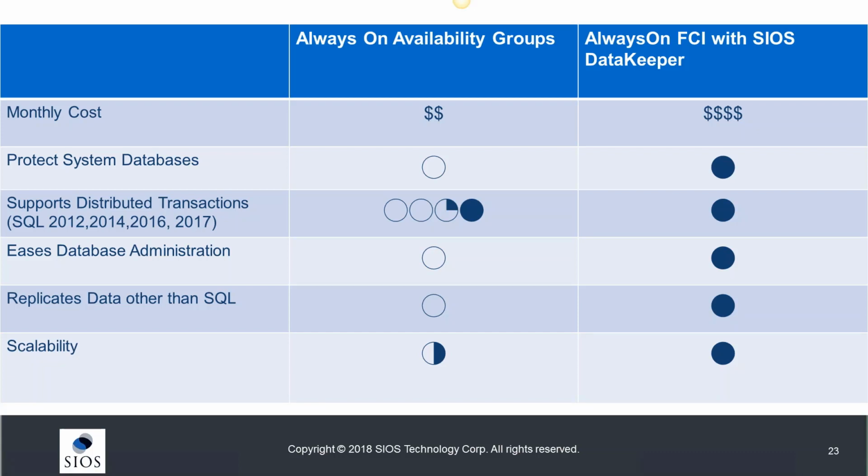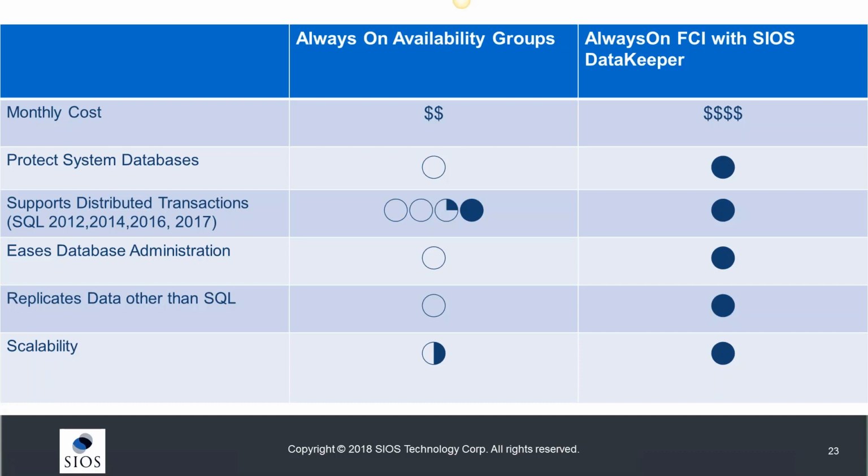And then if you have data outside of SQL Server, so you have some image files or some file shares that you need to replicate and put in a cluster, the availability group is not going to be able to help you there. So failover clustering not only takes care of all your SQL Server HA needs, but really any application or any data that needs to be protected in the cloud can be protected with the SIOS DataKeeper solution and failover clustering. And then finally, scalability. You may or may not know that with always-on availability groups, as you add more databases, more worker thread processes are consumed.